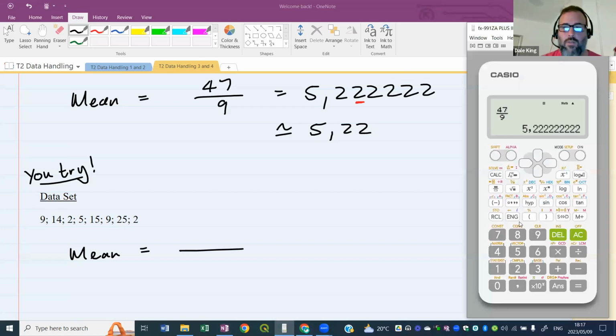So we're going to find the sum of all the values. So I'm going to say 9 plus 14 plus 2 plus 5 plus 15 plus 9 plus 25 plus 2.